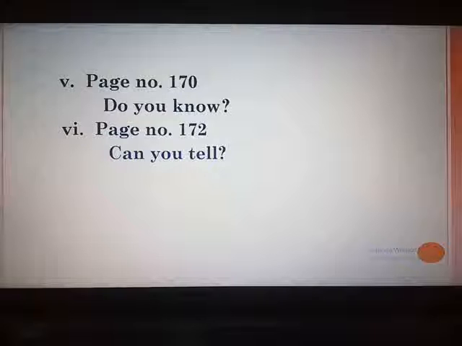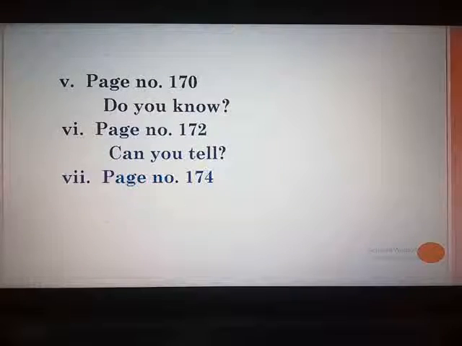Page number 172, there is an activity which includes 3 questions. So all the 3 questions, you remove that activity. Page number 173, there is no reduction. Page number 174, one small activity is there, find out. You remove that. A very big paragraph is there.